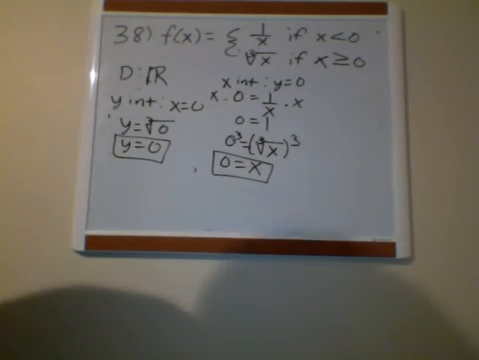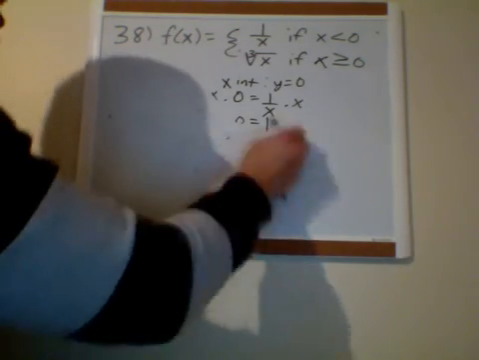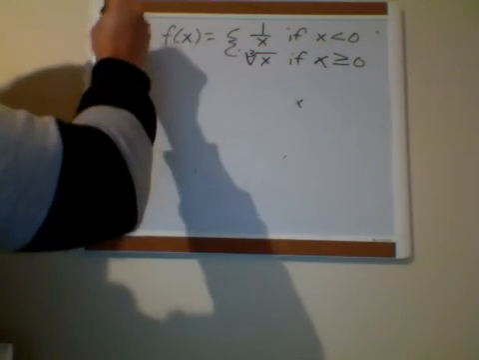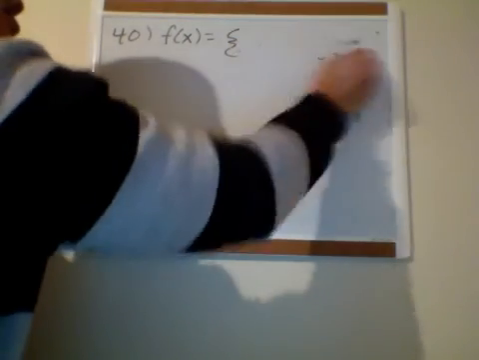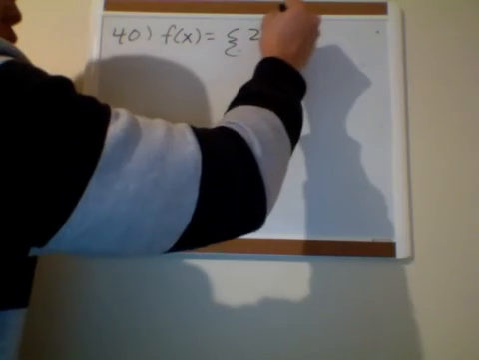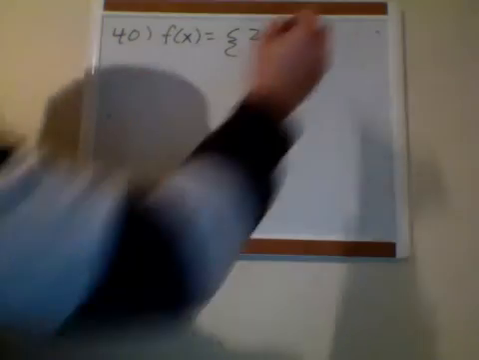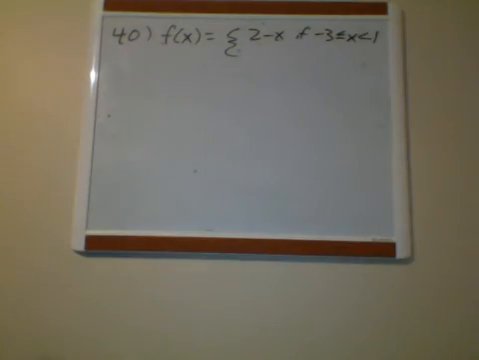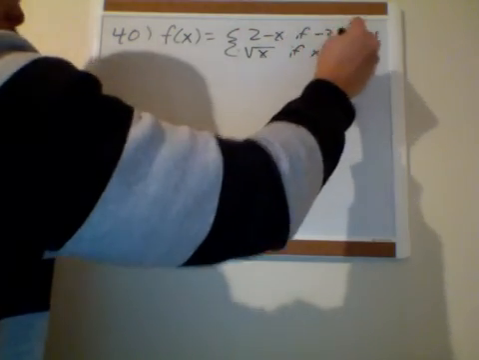So the last question we did in class, but I'm going to do it once again here so that you can see if you need to check your work again. Number 40, my piecewise function for number 40 is 2 minus x if negative 3 is less than or equal to x is less than 1. And then I have square root of x if x is greater than 1.